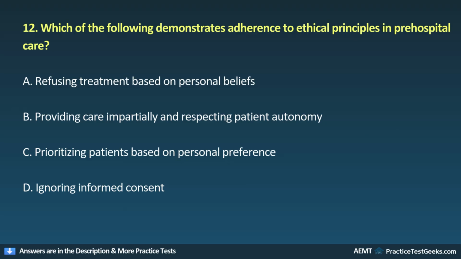12. Which of the following demonstrates adherence to ethical principles in pre-hospital care? A. Refusing treatment based on personal beliefs. B. Providing care impartially and respecting patient autonomy. C. Prioritizing patients based on personal preference. D. Ignoring informed consent.